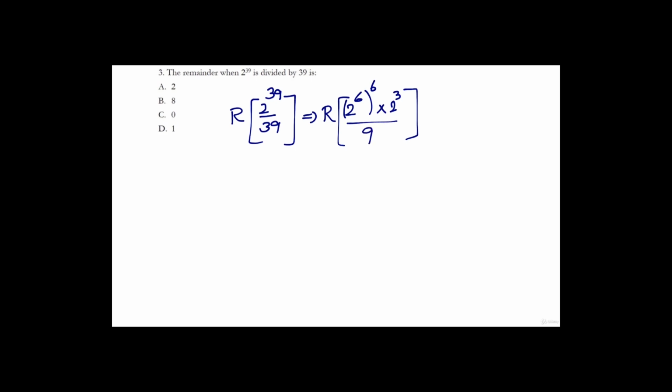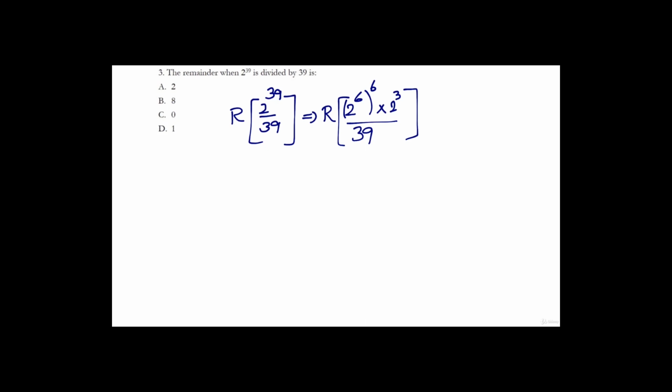The remainder when 2 power 39 is divided by 39. So let us see. The remainder of 2 power 39 divided by 39 can be written as the remainder of 2 power 6 to the whole power 6 into 2 power 3, where 2 power 6 to the power 6 is 2 power 36, and 2 power 36 into 2 power 3 is 2 power 39, the whole divided by 39.